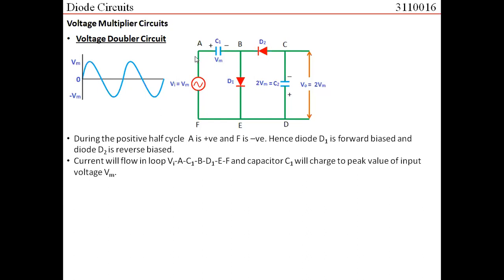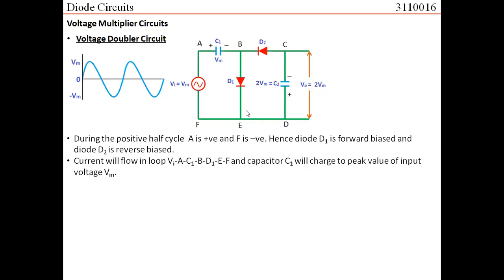So, what would be the path for the current to flow? The current would flow in the loop starting from Vn to A to C1, C1 to B, B to D1, D1 to E to F, and back to the source.